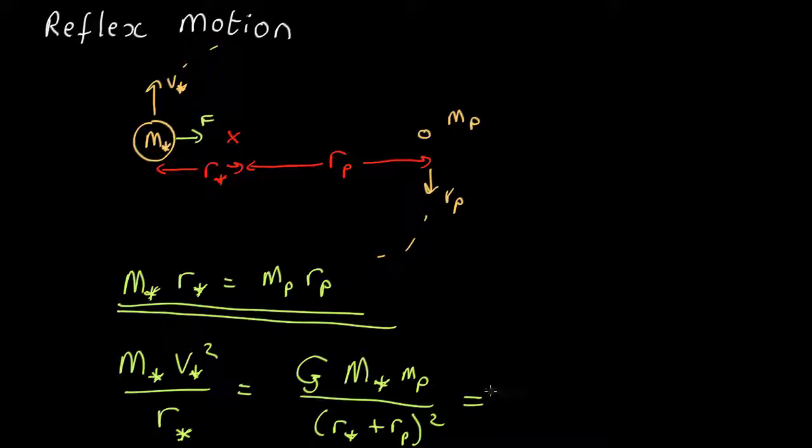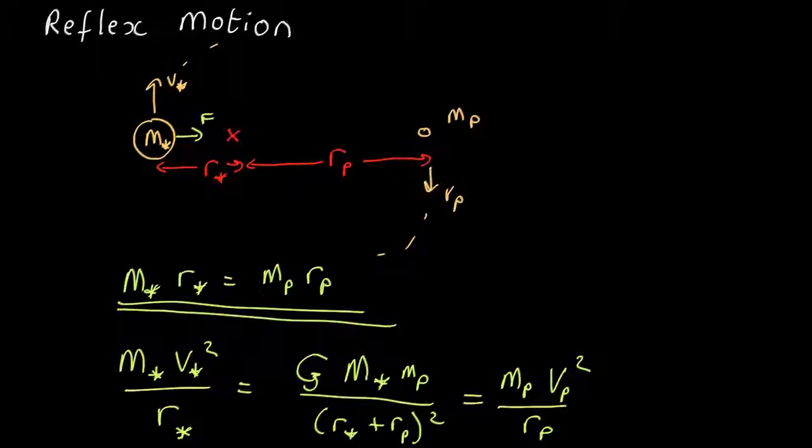And that's also equal to the centripetal force of the planet, because the gravity works both ways. It's the gravitational pull of the planet on the star and the gravitational pull of the star on the planet. So that's also got to be what keeps the planet in its motion. So it also equals m planet v planet squared over r planet. So that's our second equation, which we get from saying that gravity is supplying enough force to keep things moving in a circle.